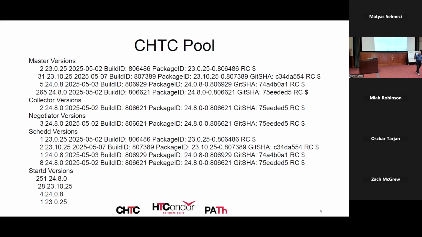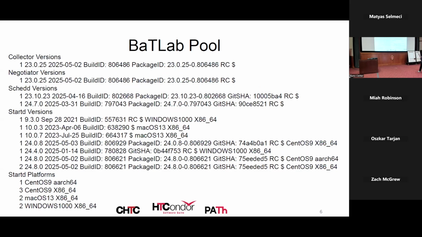So here you can look at a snapshot of our CHTC pool last week. You can see it's a mix of 23 and 24, but primarily 24.8. And you can also look at the version strings. We're all running release candidates. In fact, this pool never sees a final release because by the time we release, we're on to the next release candidate.